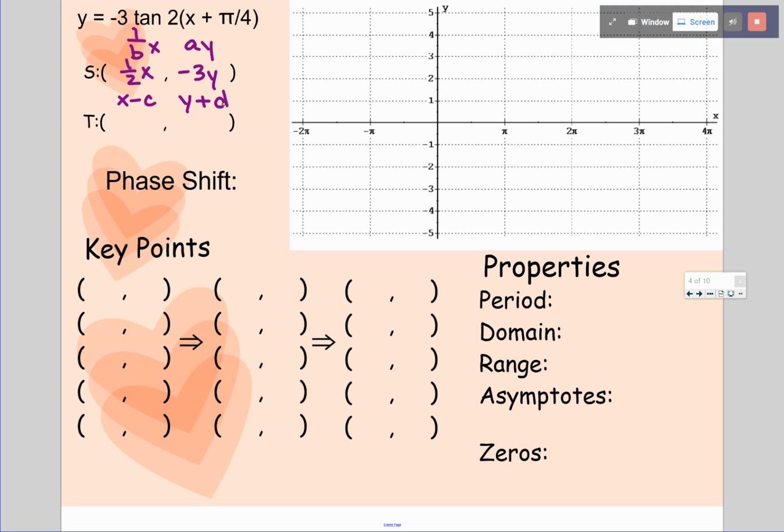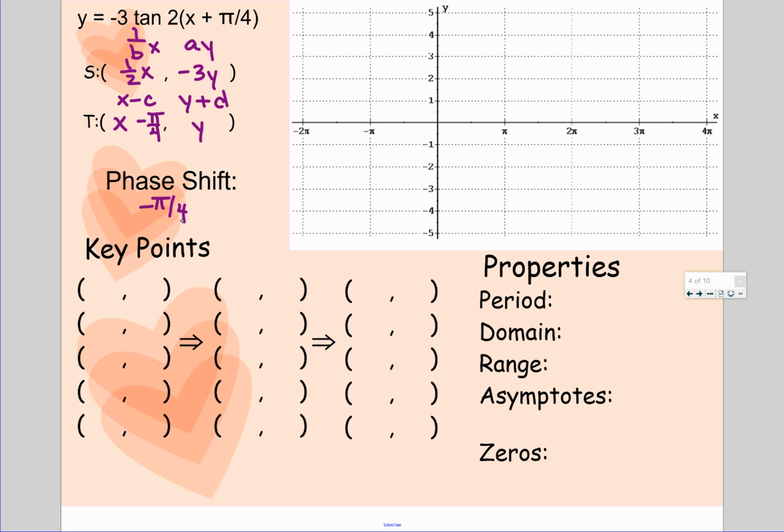So x minus c will look like what? X minus pi over 4. Do we have a shift up or down on this one? No. So you can just say y or y plus 0 if you want. That's fine. What's the phase shift? Negative pi over 4. So it's opposite of c.